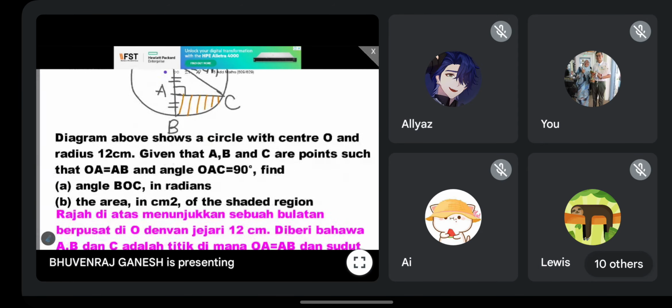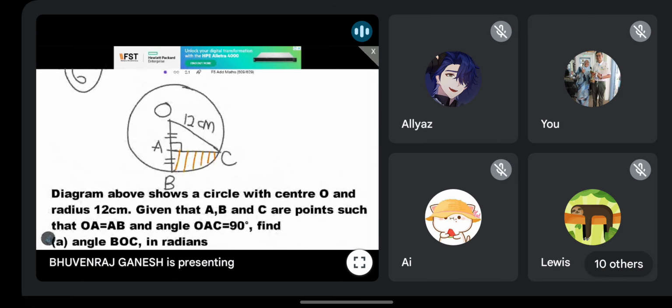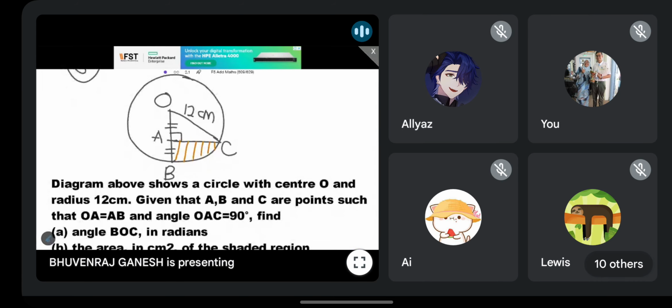Okay. This one, I think, let me see. I think still okay. You all can still do. Okay, so now radius 12 cm. So guys, tell me one more length. Satu lagi panjang di mana dia dapat 12 cm. What is the label? One more length which is 12 cm.